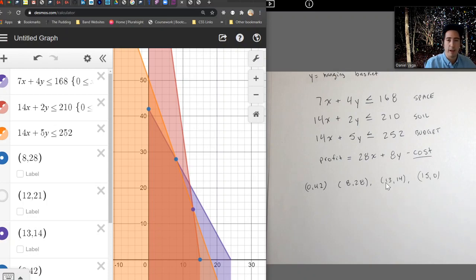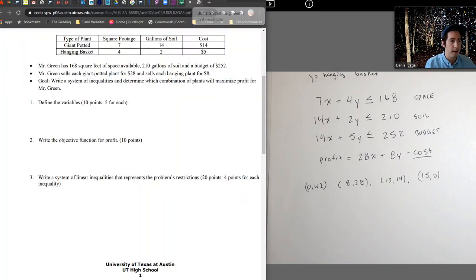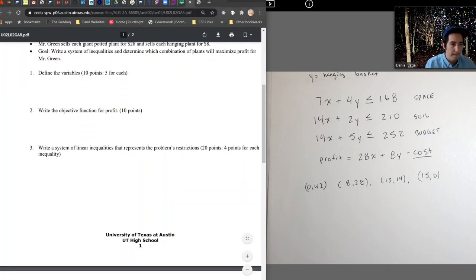But these are 4 points that we're thinking about, 4 points that meet these conditions. If I plug each of these points into these three equations, they'd always be true. There'd be nothing wrong. Any other point out here, like 20, 30, wouldn't work. You wouldn't have enough space, soil, or money to buy those. These 4 points all work. Now we're going to check and see which of these works more. So write the system of linear inequalities. We did that.